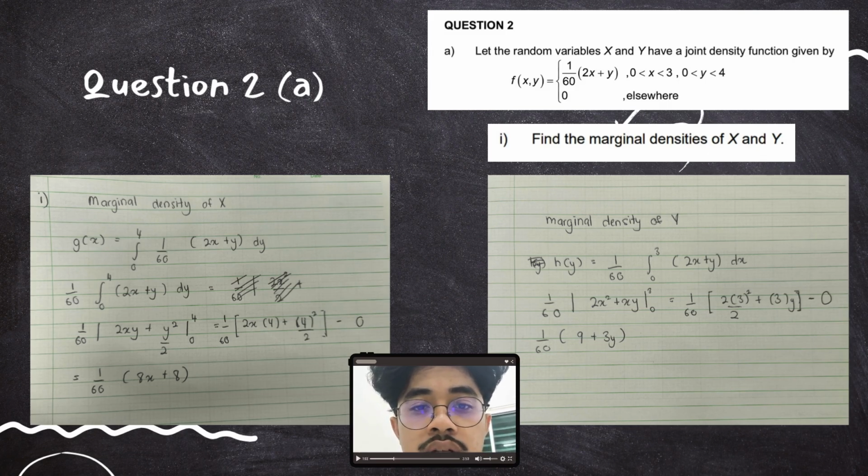To find it, we need to integrate the equation with respect to y and then get the answer down below, which is 1 over 60 (8x plus 8). To get the marginal density of y, or h(y), is pretty much the same, but we now must integrate it with respect to x, which the answer is 1 over 60 (y plus 3y).